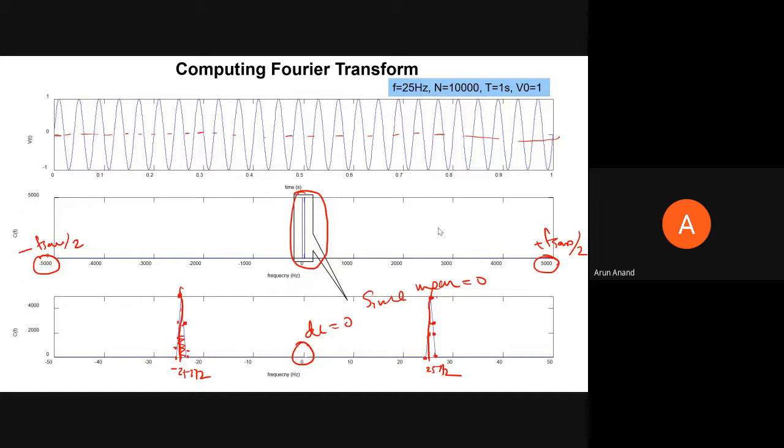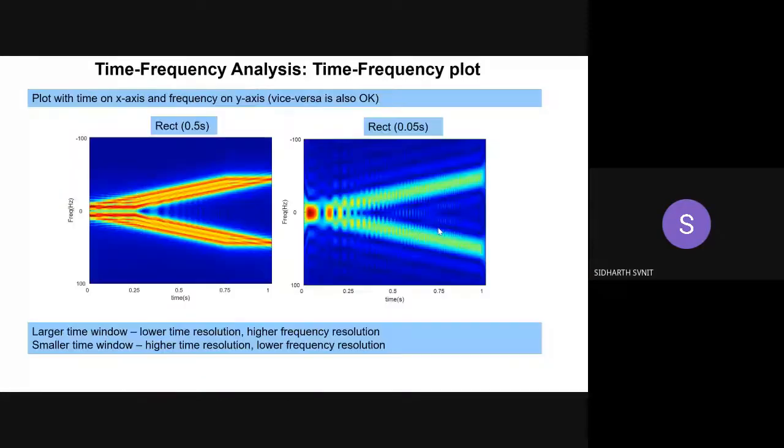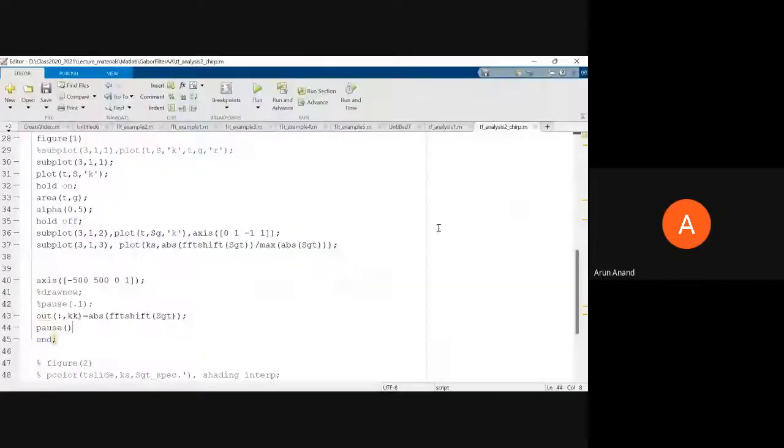Any questions or discussions? Sir, can you go to the code just a second? Which one? For the STFT, if you have the STFT. Okay, fine. Yeah, here it is.